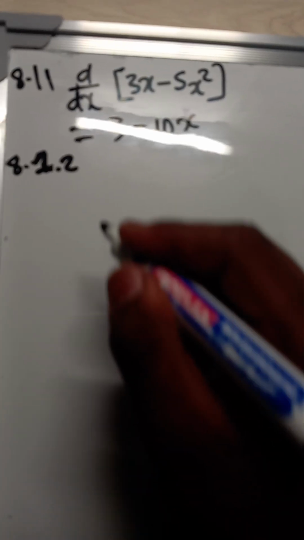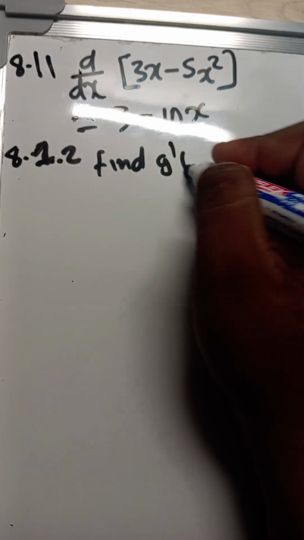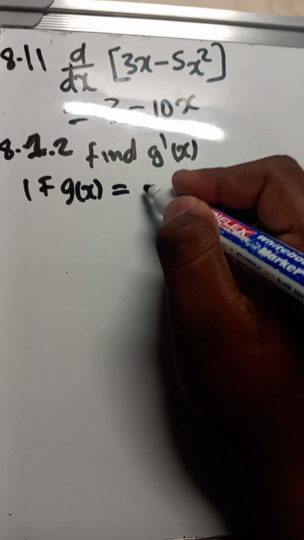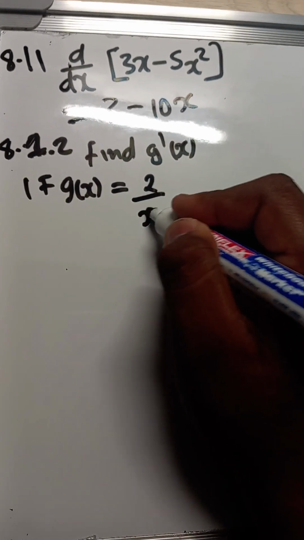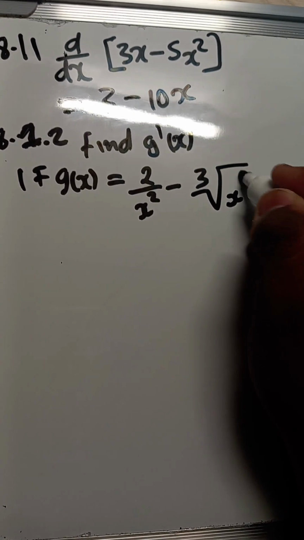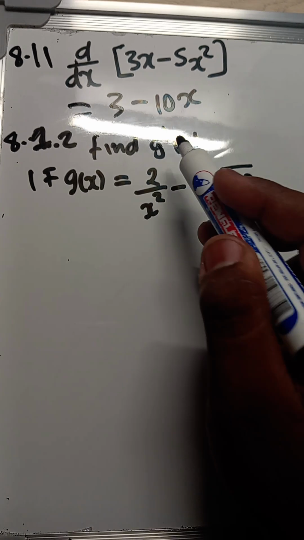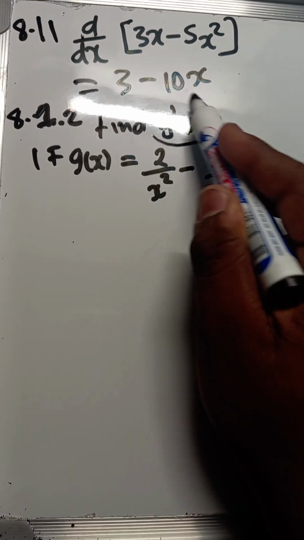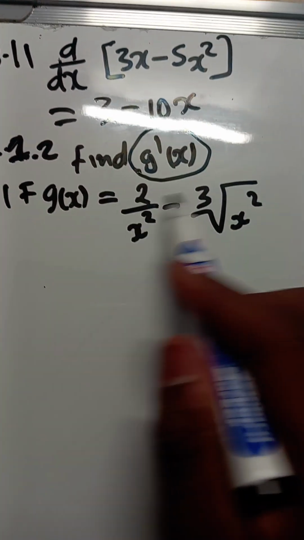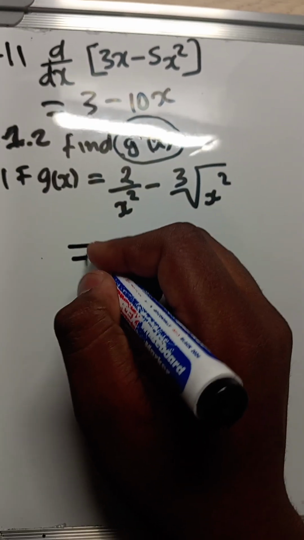8.1.2, they are just saying that now we must find g prime of x if g of x is equal to 2 over x squared minus cube root of x squared. So now what are you going to do? I told you that the moment you set g prime of x, this is representing the derivative. But is my equation linear? No, it is not. So now what is going to happen? You have to make it linear.